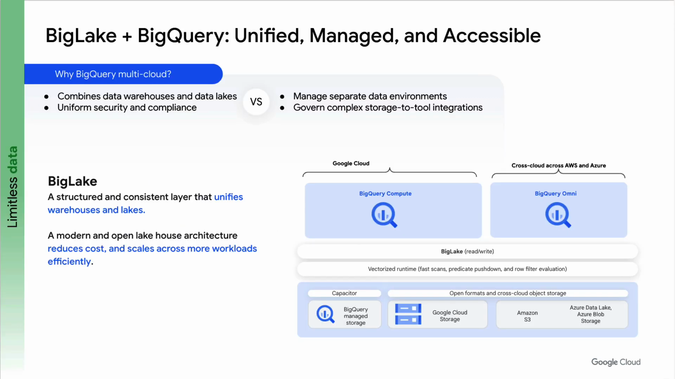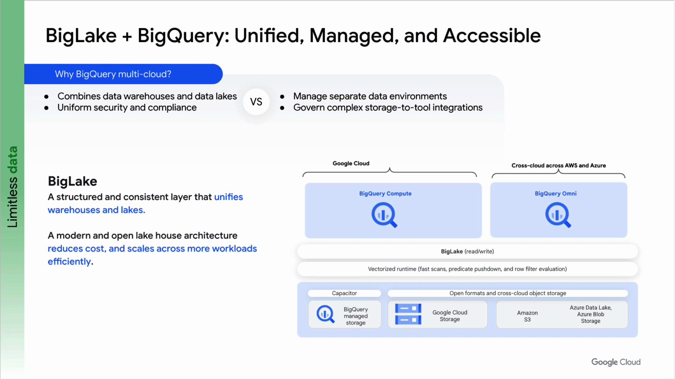With BigLake and BigQuery, we've worked to unify the data plane across multiple clouds, file formats, and heterogeneous data sources and compute layers to create a unified and accessible experience for users, whether they be analysts or engineers. With BigLake, we have a structured and consistent layer that helps to unify our lakes and warehouses and uses things like a vectorized runtime for supporting query acceleration and unified governance, which allows access to this data regardless of where it lives through a unified access plane.